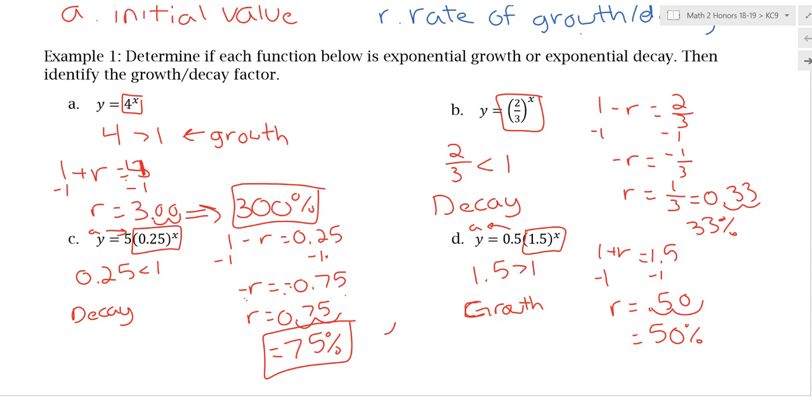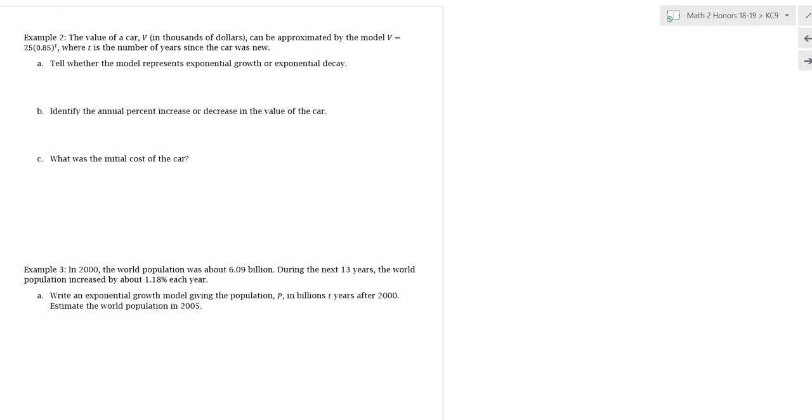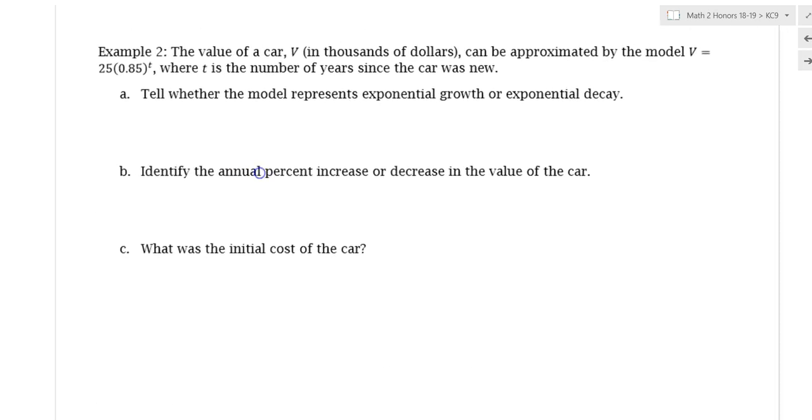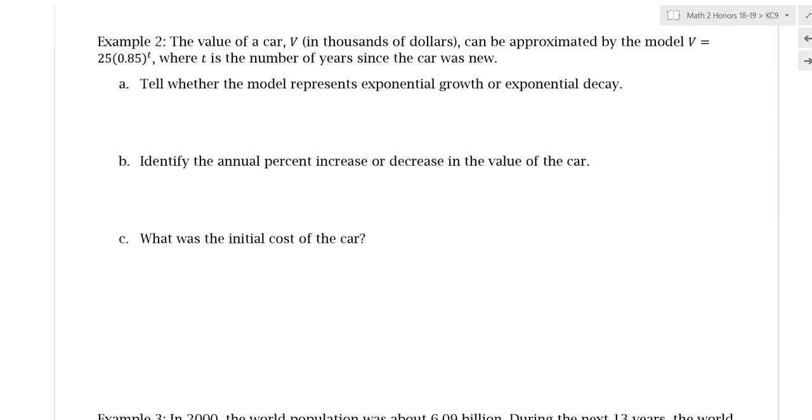All right, go ahead and turn the page. So now we're looking at some word problems. Example 2 says the value of a car B in thousands of dollars can be approximated by the model B equals 25 times 0.85 to the t, where t is the number of years since the car was new. I'm just going to rewrite it out, especially because it got cut off. B equals 25.